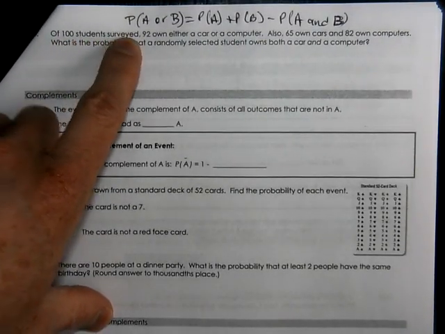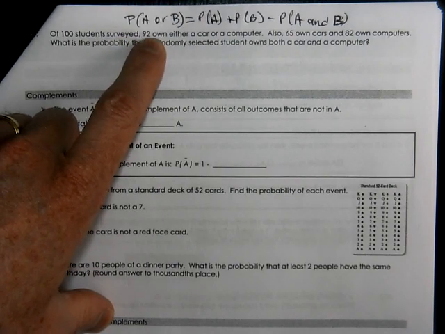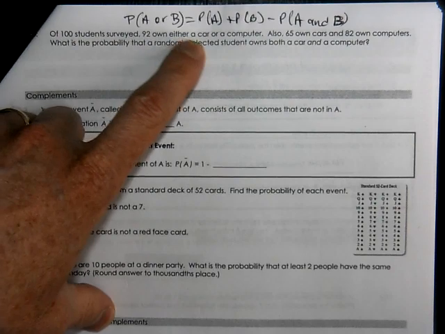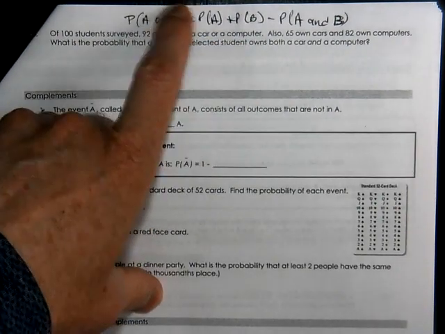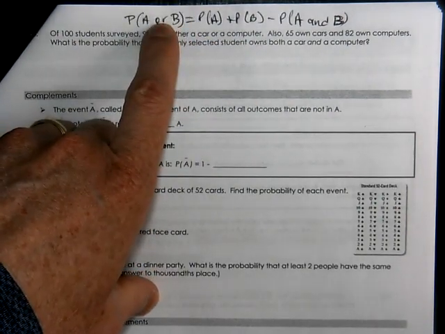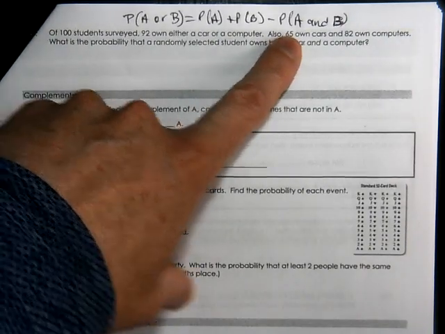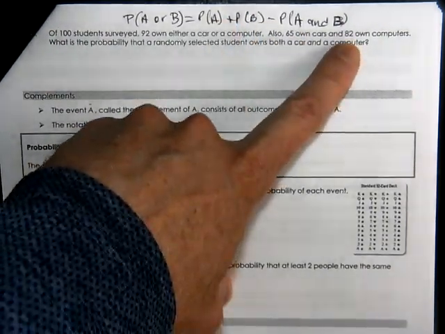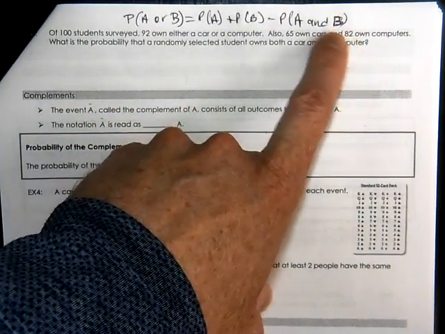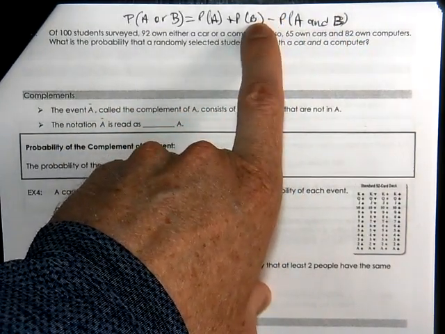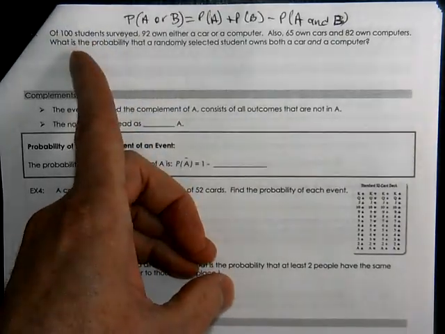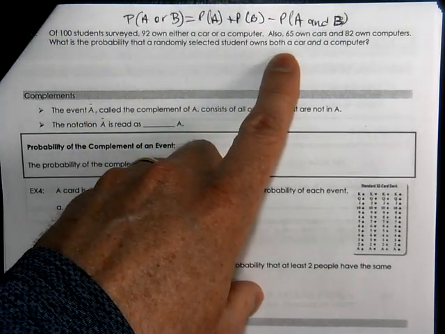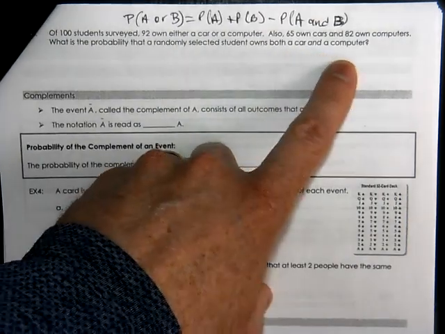A number of 100 students is surveyed. 92 of those 100 have a car or a computer. 65 of them have a car. 82 of them have a computer. What we want to know is the probability that a student selected owns a car and a computer.